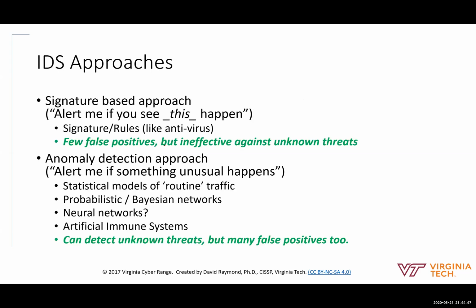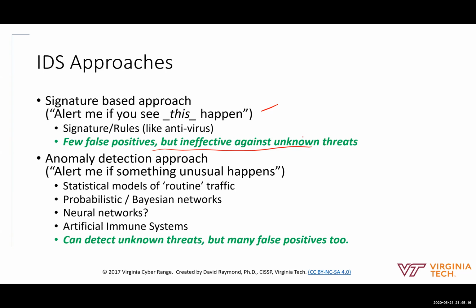Approaches for IDS. A couple of basic approaches. There are signature-based tools, so simple signatures: alert if you see this specific thing happening. With this, you have few false positives, but it's ineffective against unknown threats, right? The firewall rule set, or the IDS rule set, has to be up to date. And if it's a new threat, there's not going to be a rule for it.